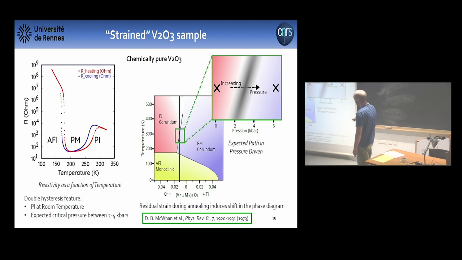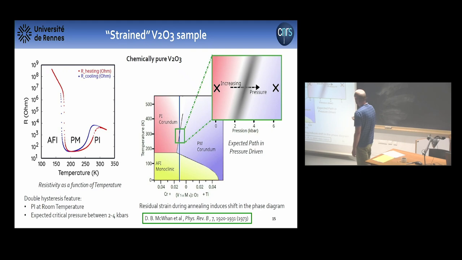Basically, if you record the evolution of the resistivity over temperature, you see a double hysteresis, meaning that you cross two transition lines, which means that you start from PI, you go into PM, and then from PM you go to AFI, right? And based on those two transition temperatures, we can expect the critical pressure to cross the first order transition line to be between 2 and 4 kilobars, which is basically the range of our apparatus. So this is quite nice.